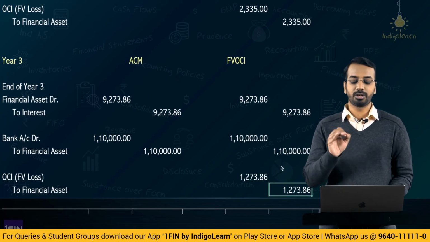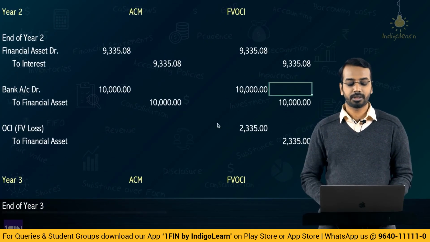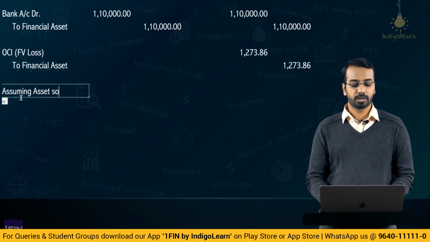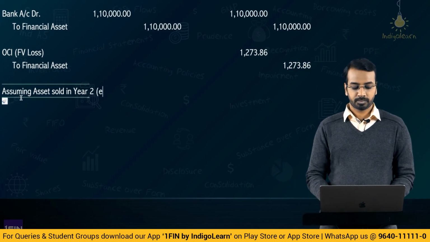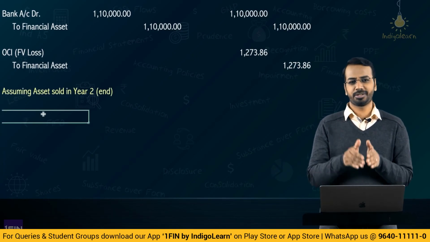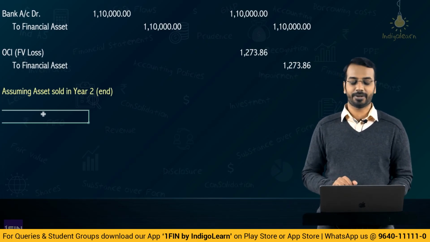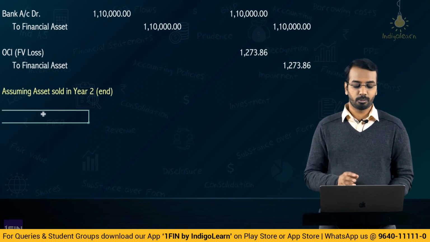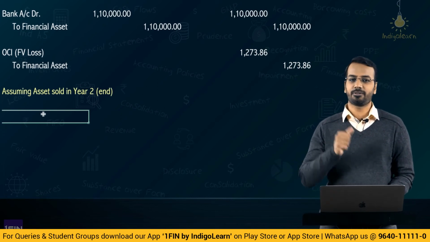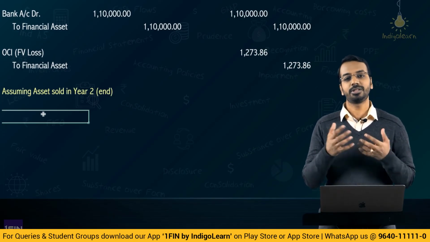Now, just to explain how we classify, say for a moment that we sold the asset in year 2 itself, assuming asset sold at year 2 end. At the end of year 2 you have sold the asset, immediately after receiving the interest, just as a hypothetical assumption so that the accounting becomes simplified. So, when you sell the asset in year 2 under the amortized cost method, you have already recognized the interest, and you will collect some amount. Now, when you sell the asset, what will you get?